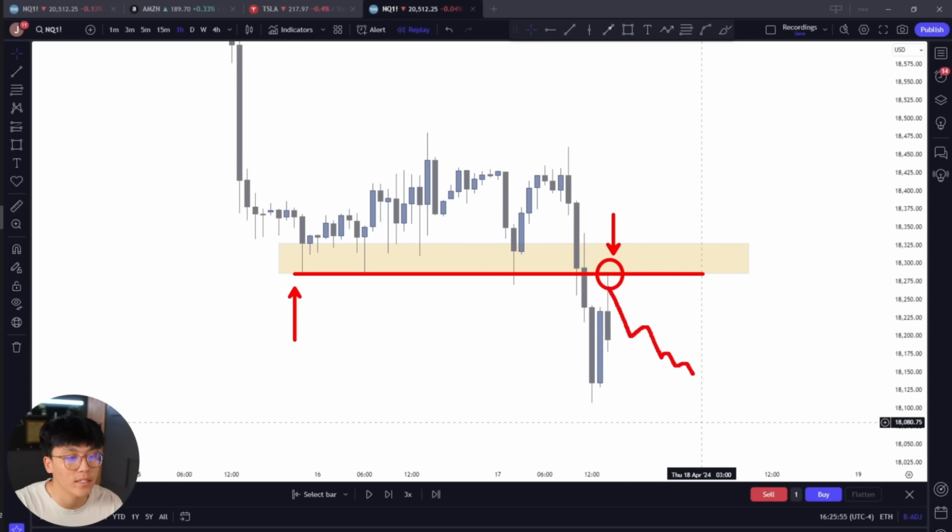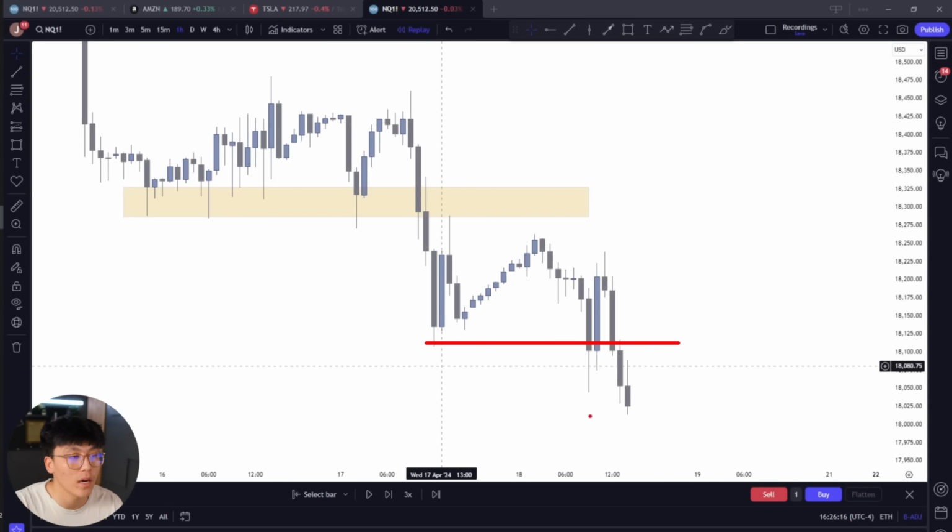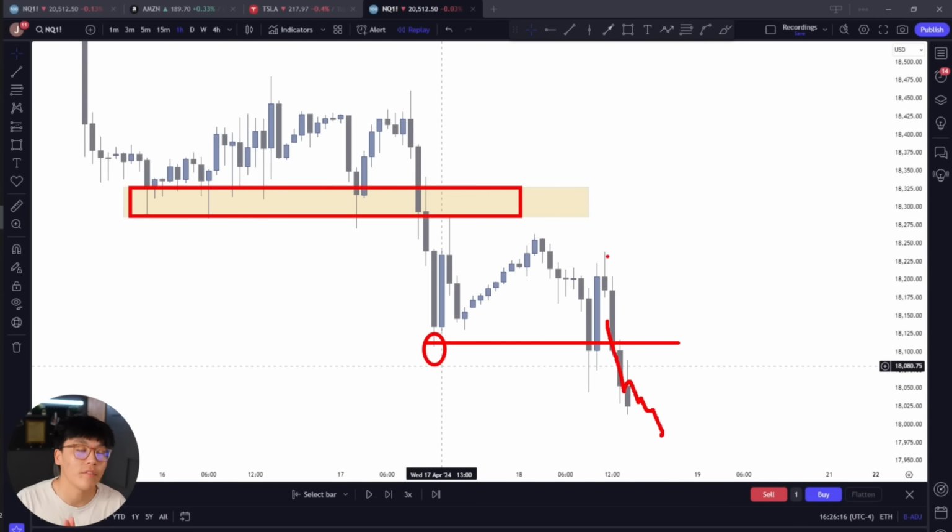Now we can expect that continued move lower. And as you can see right there, we ended up taking out this swing low. We also had more continuation towards the downside as well. So this was a great example of the bearish version of the rising wedge or the flat top break. I personally don't like to trade it towards the downside because the markets are designed to go up.